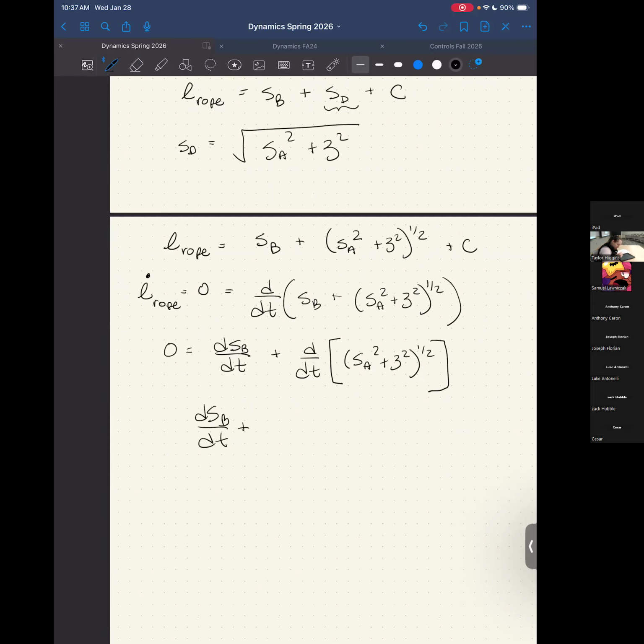The outermost function that I see is this 1/2 times (SA squared plus 3 squared) to the minus 1/2. That's the derivative of the outermost function. Then I need to take the derivative of the inside and multiply that. So the inside I see is 2 SA, but SA in and of itself is also dependent on time. So I actually have to take the time derivative of SA and multiply that as well.